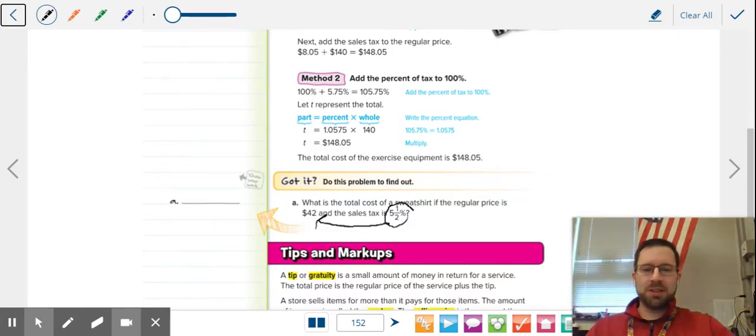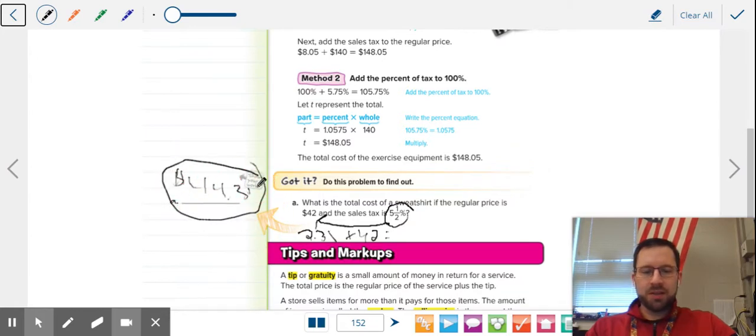Oh, that's backwards. I always forget that. So we know the tax is $2.31. We add it to the original price, and we get $44.31. Okay, easy as that. We don't need to do proportions for this. We don't need to do equations and all that stuff because we're not finding different pieces. All we're doing is finding the percent of a number.